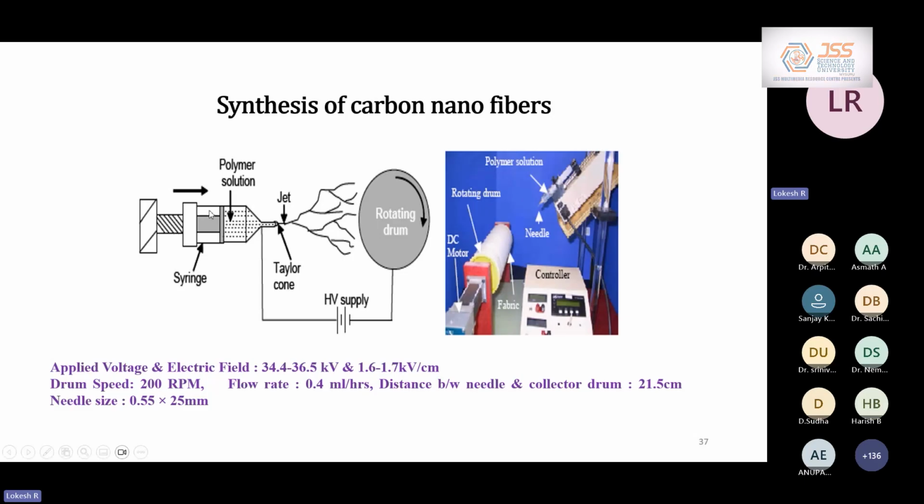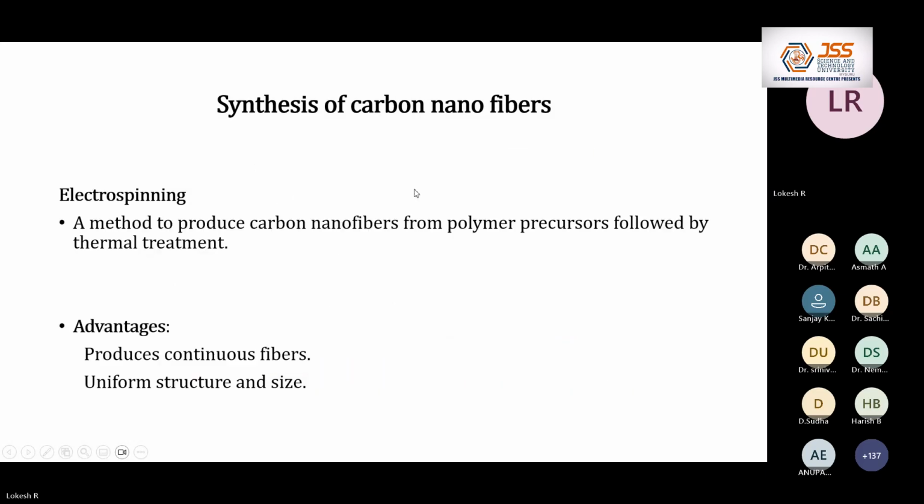Here there are two electrodes. At one electrode, the polymer solution is placed. Due to the voltage applied, the nanofibers are collected at the other electrode. At the collector, there is a rotating drum, and on this the nanofibers are collected. The advantage of this electrospinning method is that it produces continuous fibers, and whatever fiber is synthesized will be uniform in size.